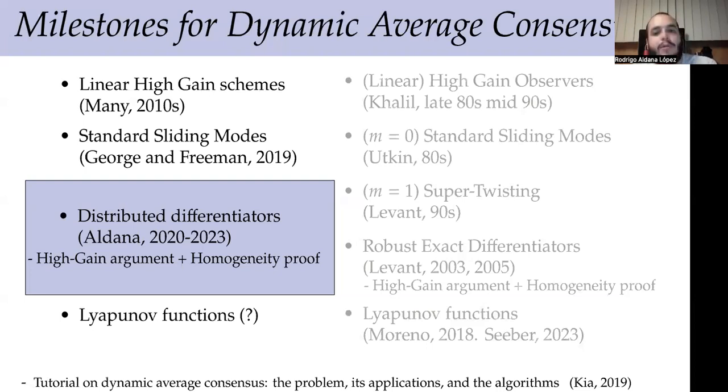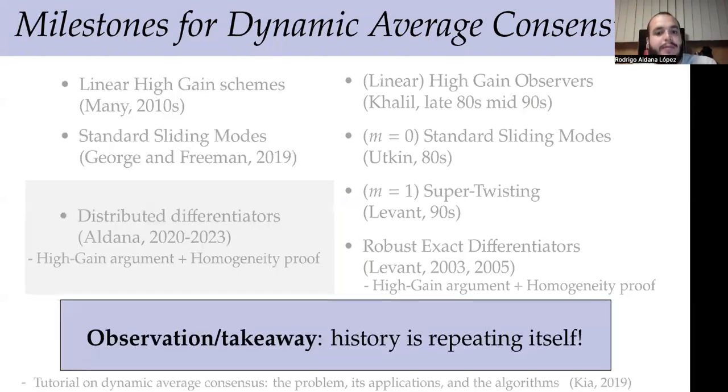Okay, so I will return to this slide in a moment. Let me just say that the key observation is that history is repeating again, right? So the problem is similar, and we may try to take some lessons from what we know in high order sliding modes for the development of differentiators to this problem, okay?